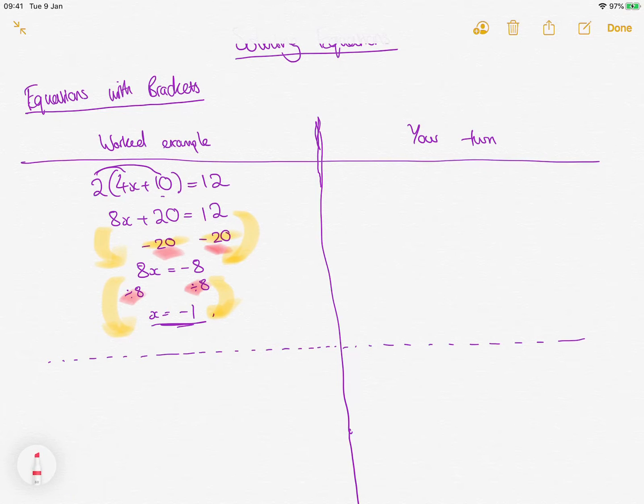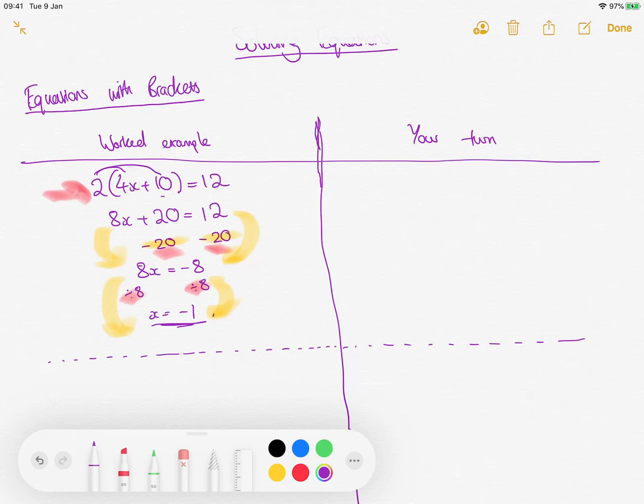Just a note on my first step then, this was expanding brackets, and we were pretty confident on that before. I think we did it maybe towards the start of the year or maybe in February, but we were really good at it, so I didn't feel like I needed to go over it loads.